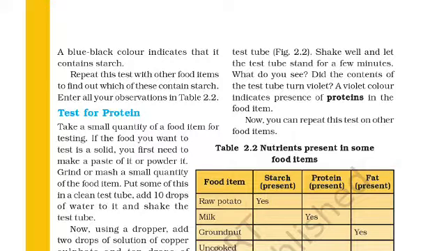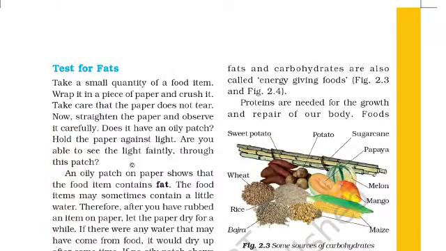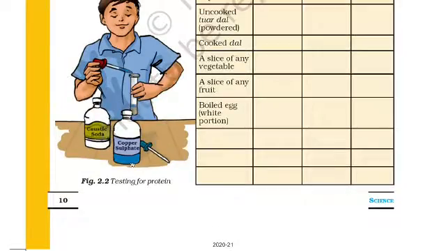Then we have to observe the contents of the test tube. If it turns violet, it indicates the presence of proteins in the food item.